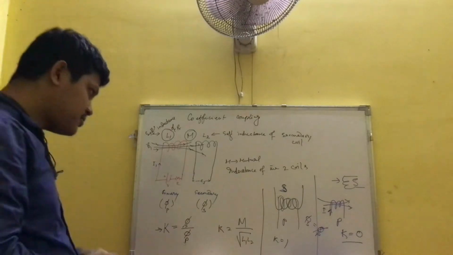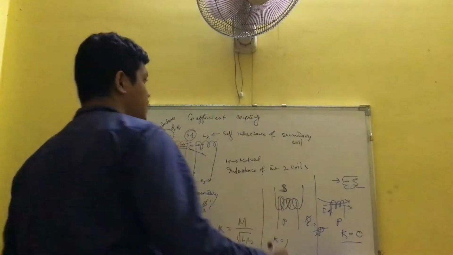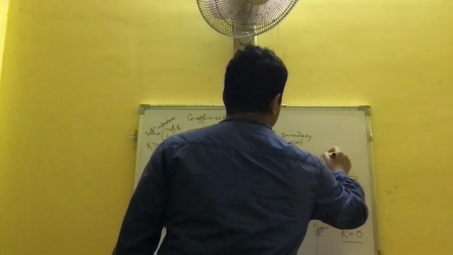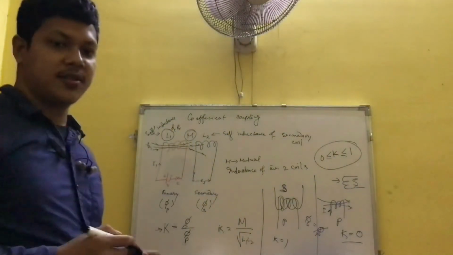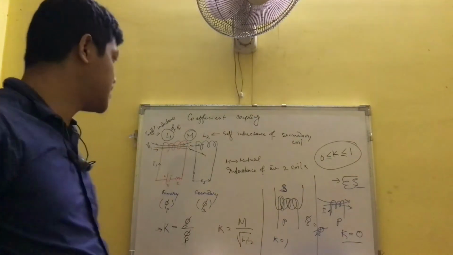So this coupling coefficient K has a value that lies between 0 and 1. It may be greater than or equal to 0 and less than or equal to 1. Remember that. Okay, so that's all about coupling coefficients. So hope you have understood now.